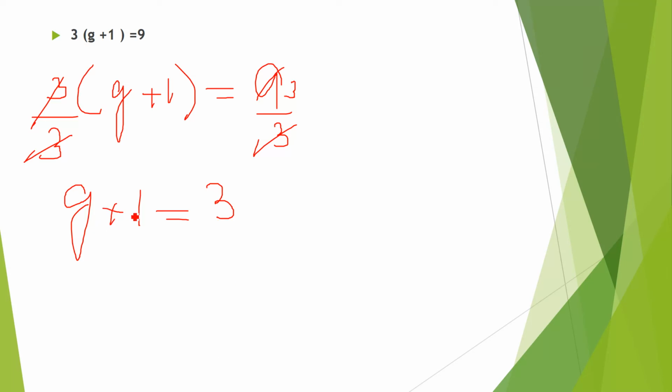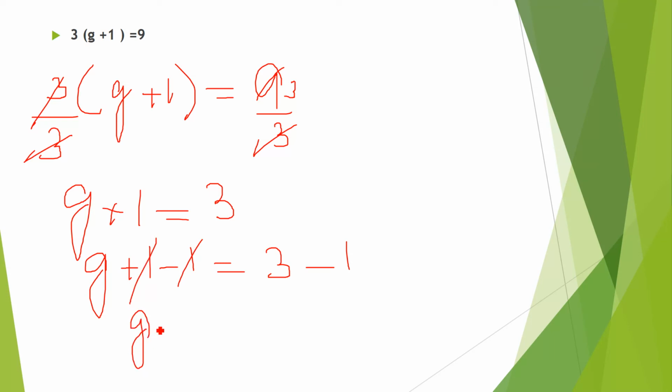Now what? Now we have to remove this one, because we only want g on the left hand side. How will you remove this one? It is positive 1, make it the inverse, which is minus 1. So same operation you have to do on the other side, negative 1 as well. This will cancel out each other. G is equal to 2. If you want to check, plug 2 instead of g. 2 plus 1 is 3, and then 3 times 3 is 9. It means our answer is right.